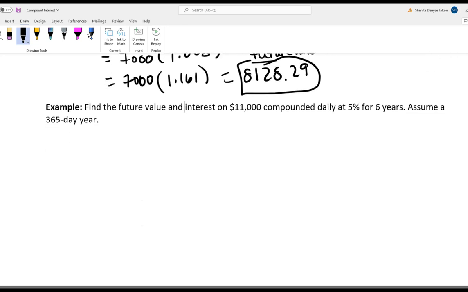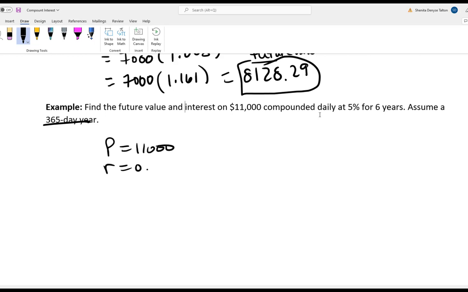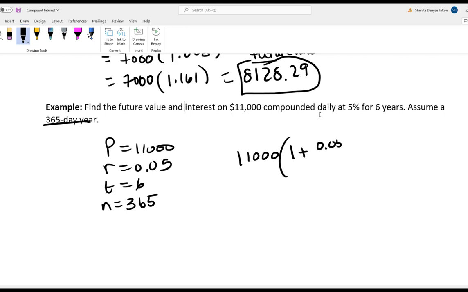The next problem says find the future value and interest on $11,000 compounded daily at 5% for 6 years. Let's assume daily, there's 365 days in a year. Some banks do it with different days. They may do it with 360, but that's a whole different rule that we won't get into. So in this case, we know our P is 11,000 at a rate of 0.05. They did this for 6 years and it's compounded daily. So my N is 365. Let's plug everything back into our equation.